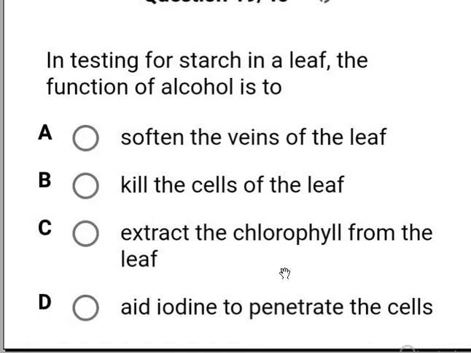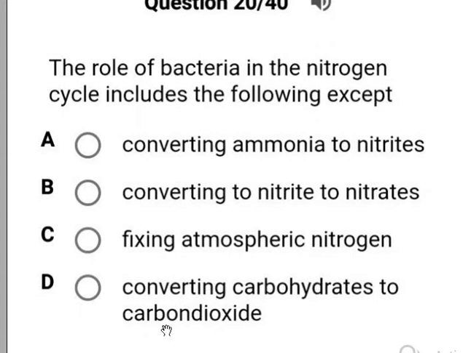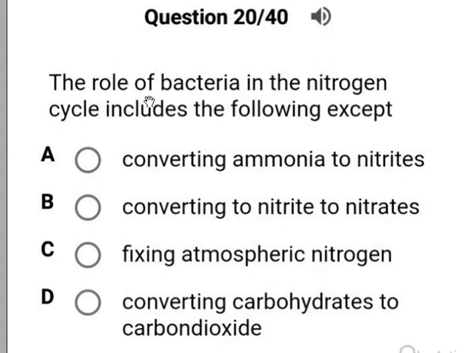So moving to the next question, which is question 20. The role of bacteria in the nitrogen cycle includes all the following except: A, converting ammonia to nitrite; B, converting nitrite to nitrate; C, fixing atmospheric nitrogen; D, converting carbohydrate to carbon dioxide. So what we don't have here is converting carbohydrate to carbon dioxide.